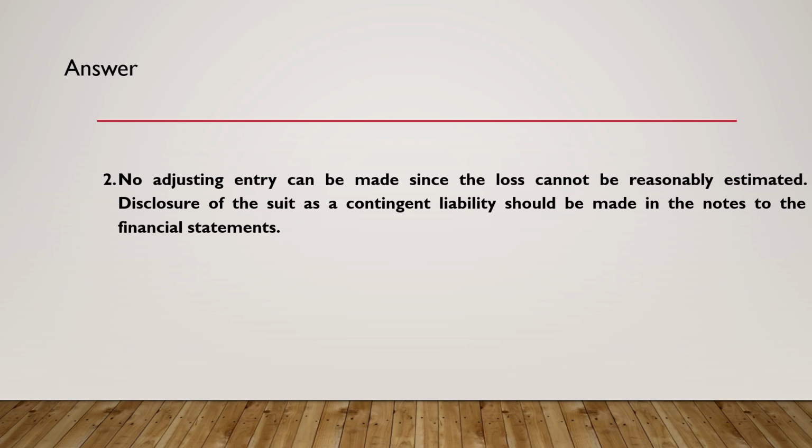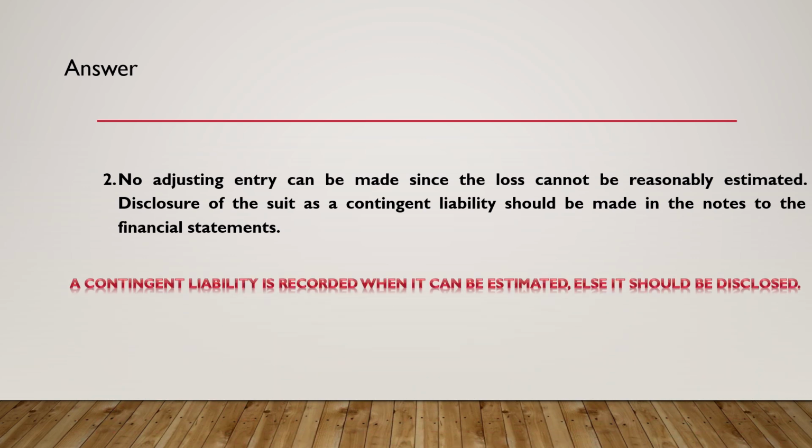So I just say no adjusting entry can be made since the loss cannot be reasonably estimated. Disclosure of the suit as a contingent liability should be made in the notes of the financial statements. So a contingent liability is recorded when it can be estimated. Else it should be just disclosed. Again, if the contingent liability is estimated, I can record it. However, if it's not, I just disclose this. I make a footnote in my financial statements stating that this is a contingent liability that cannot be estimated.